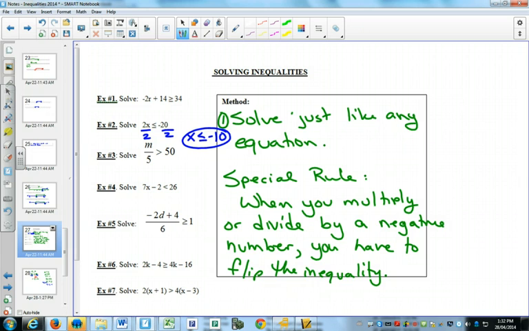How would you get m by itself in the next one? Multiply both sides by 5. Do I have to switch the sign? No, because I'm multiplying by a positive. 5 times 50 is 250, and that's your answer. M has to be bigger than 250.